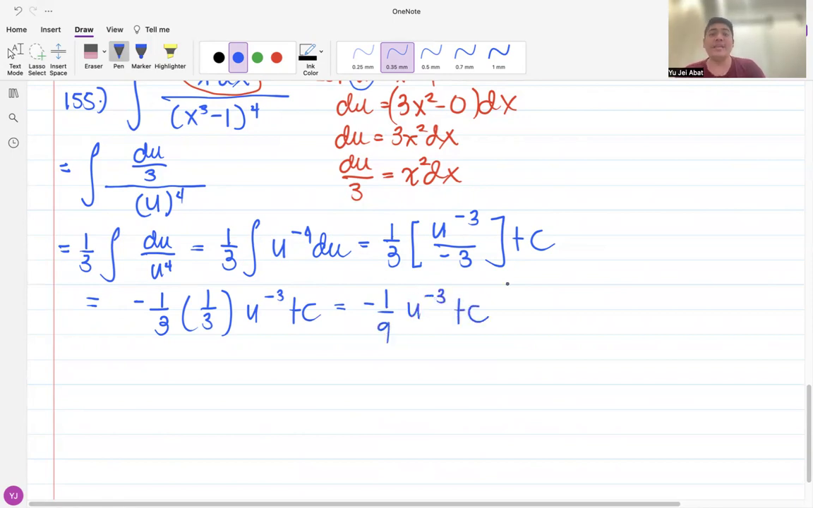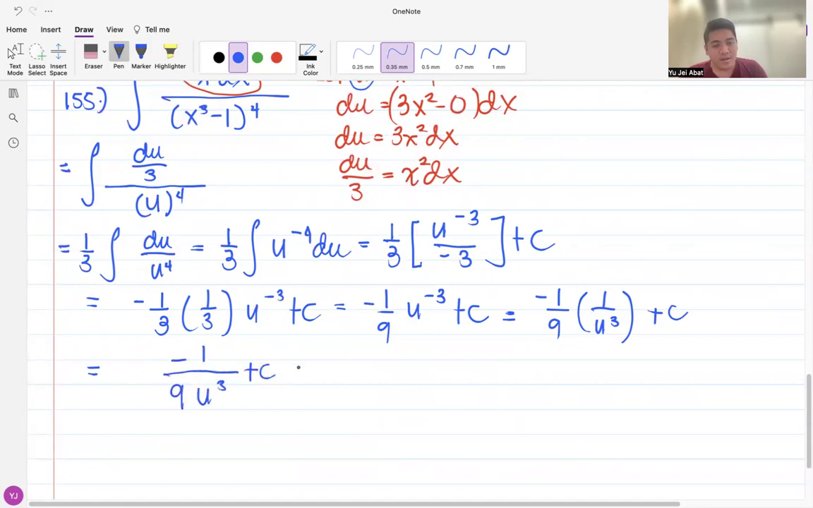But I can bring down u again by negating its exponent. So this will become 1 all over 9 times 1 all over u raised to 3. Again, the negative sign was eliminated because we use reciprocal, and the negative of negative becomes positive. So that's why it's u cubed plus c. So we have negative 1 all over 9u raised to 3 plus c.